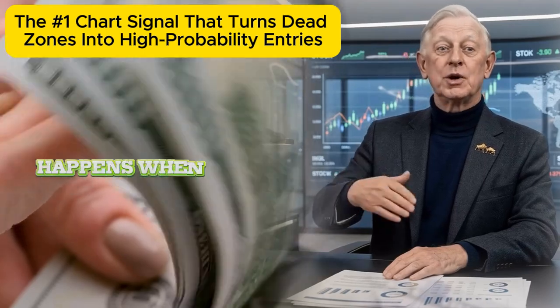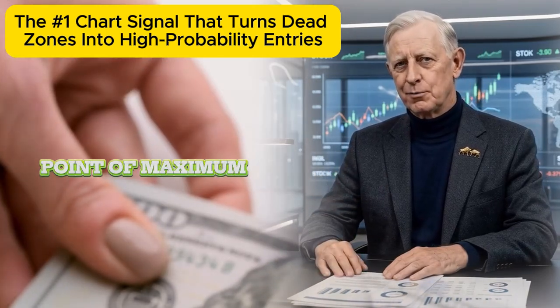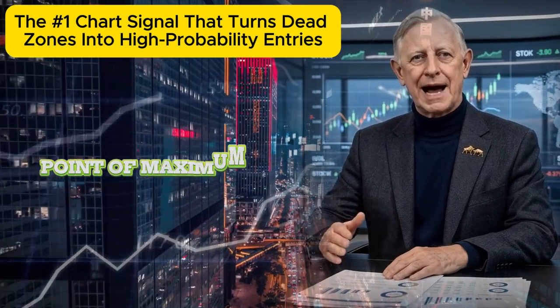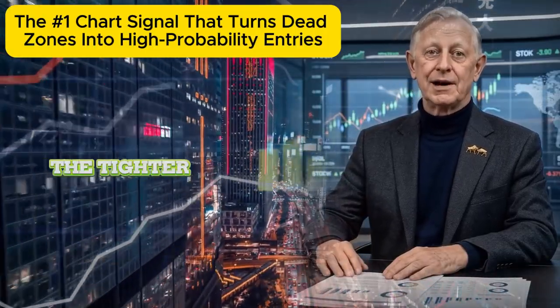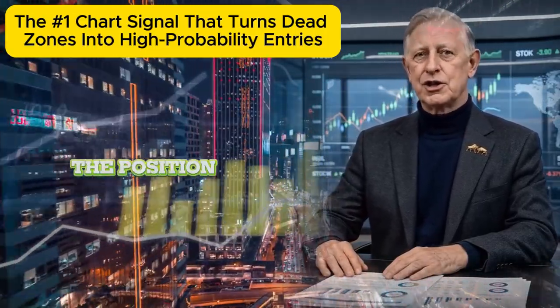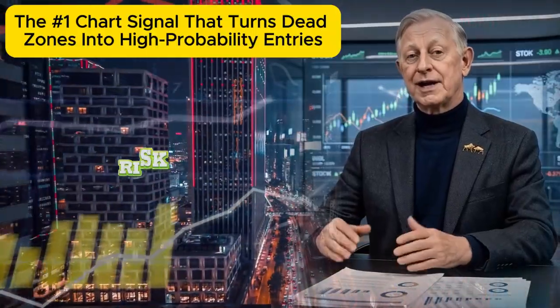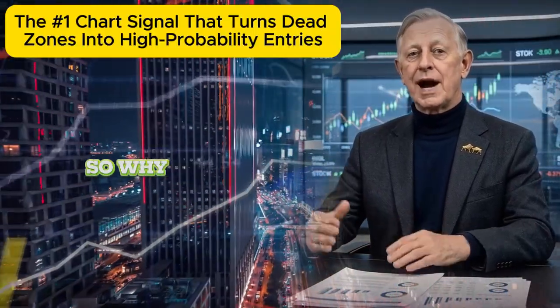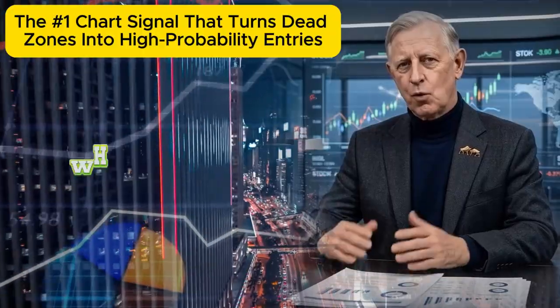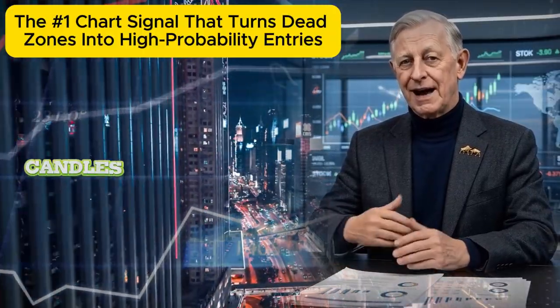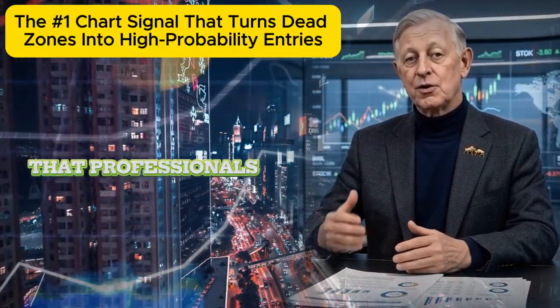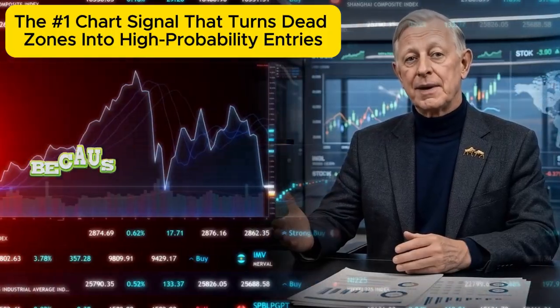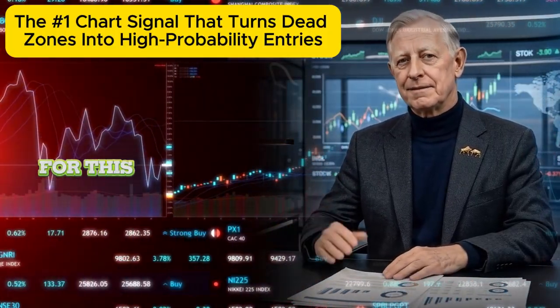It is what happens when you enter price at the point of maximum coil instead of the point of maximum movement. The tighter the entry, the larger the position you can hold without increasing your risk. Write that down. So why do most traders never learn this? Why do they spend years chasing moving candles and missing the very setups that professionals build their edge around? Because your brain was not designed for this.